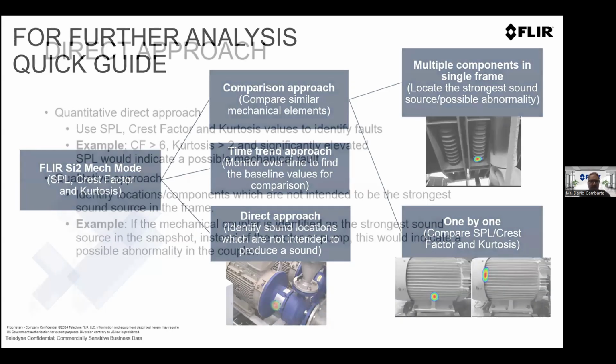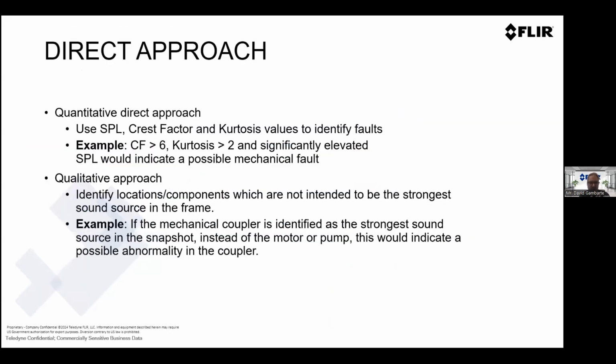So the direct approach, the quantitative direct approach: use SPL, crest factor, and kurtosis values to identify faults. Example, as we said, a crest factor of more than 6, a kurtosis of more than 2, and significantly elevated SPLs should indicate a possible mechanical fault. Sorry, it's not 6 or more than 6, it's more than 6 and more than 2. So, to correct myself.